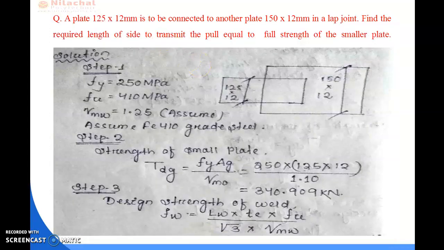So here is a problem. The question is asked as: a plate 125 into 12 mm is to be connected to another plate 150 into 12 mm in a lap joint. Find the required length of side weld to transmit a pull equal to the full strength of the smaller plate.